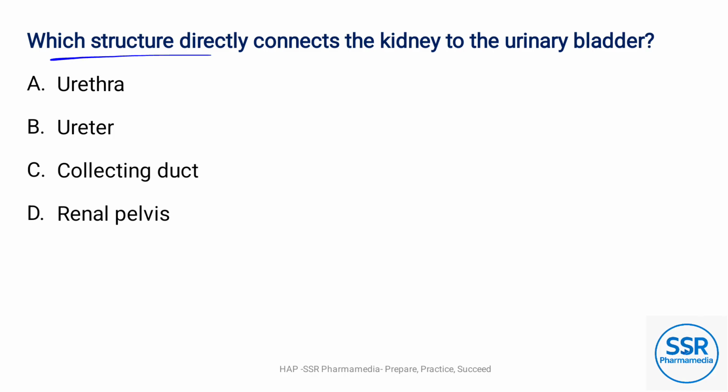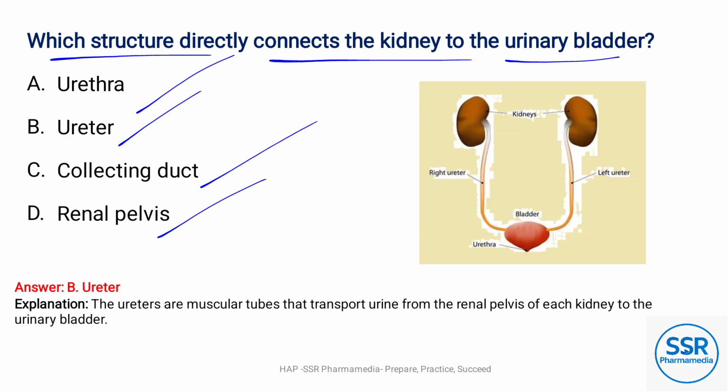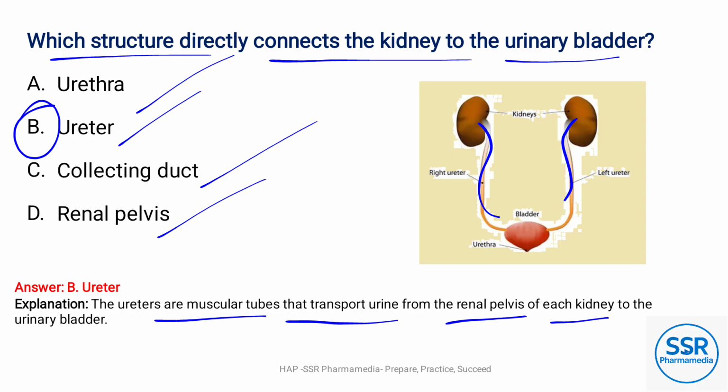Which structure directly connects the kidney to the urinary bladder? Option A, urethra. Option B, ureter. Option C, collecting duct. Option D, renal pelvis. So the answer is option B, ureter. The ureters are muscular tubes that transport urine from the renal pelvis of each kidney to the urinary bladder. So this part is called the ureter, connecting to the urinary bladder.